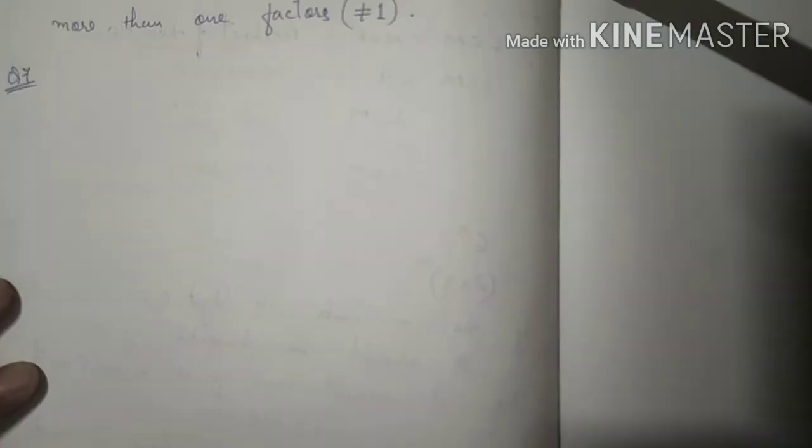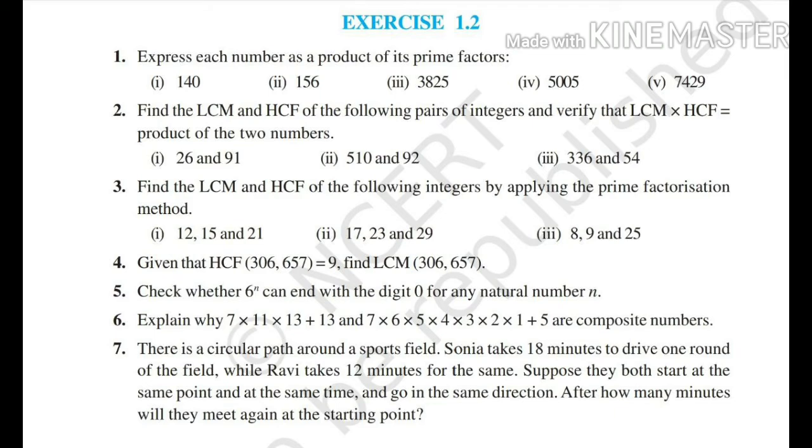Okay, next is question number 7. It is of the same concept, as the last question in the last exercise. The question is, Sonia takes 18 minutes and Ravi takes 12 minutes for the same run, and they are asking after how many minutes they will meet again at the starting point. So the question is the total time taken for one round. And that can be calculated with LCM.